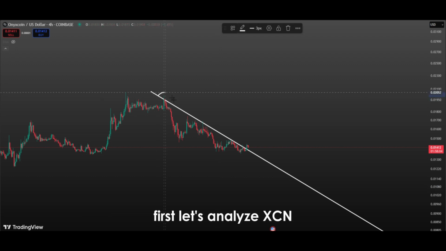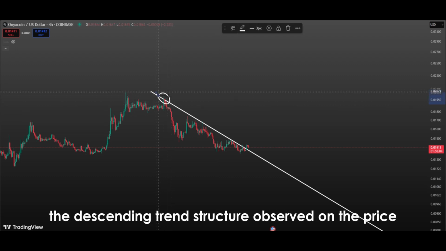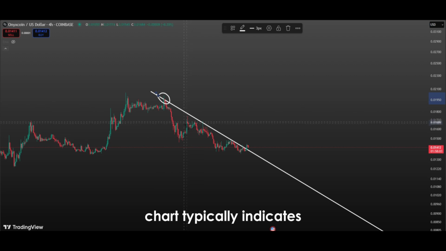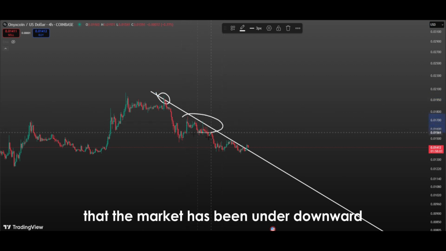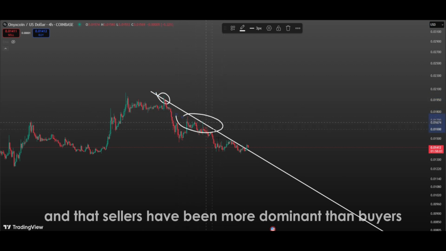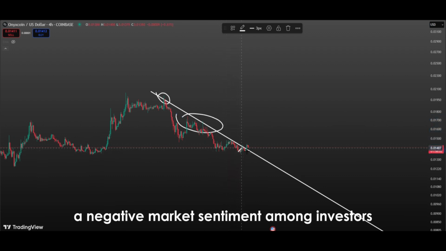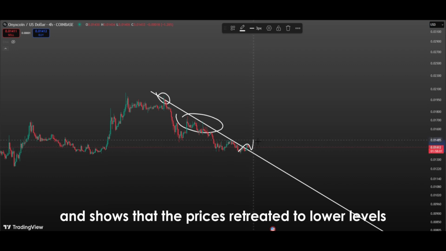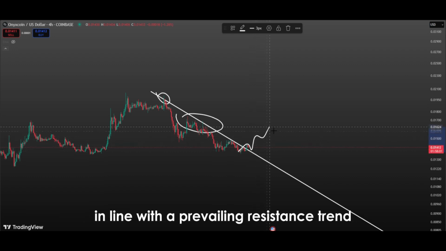First, let's analyze XCN. The descending trend structure observed on the price chart typically indicates that the market has been under downward pressure for a certain period and that sellers have been more dominant than buyers. This kind of structure reflects a negative market sentiment among investors and shows that the price has retreated to lower levels in line with a prevailing resistance trend.